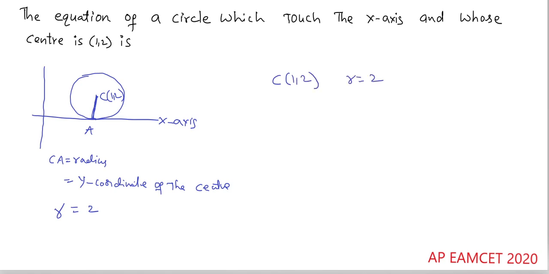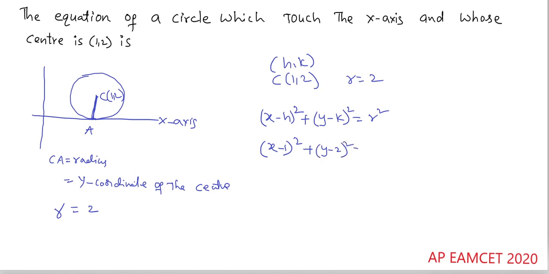We know that if center is (h, k) and radius is R, equation of the circle is x minus h whole square plus y minus k whole square is equal to R square. That is x minus 1 whole square plus y minus 2 whole square is equal to R square, that is 2 square. This is x minus 1 whole square plus y minus 2 whole square is equal to 4. This is the equation of the circle.